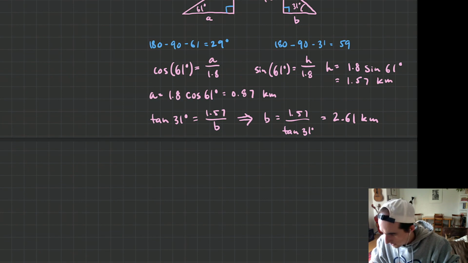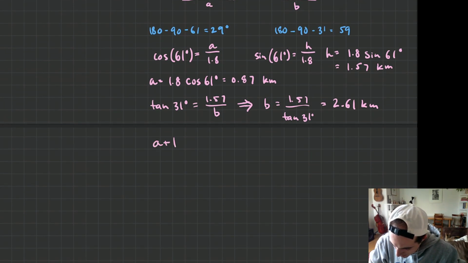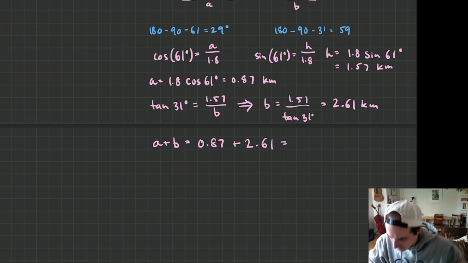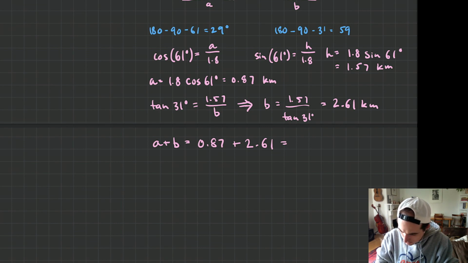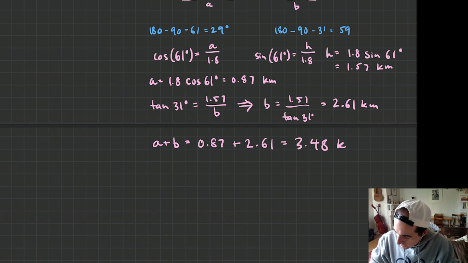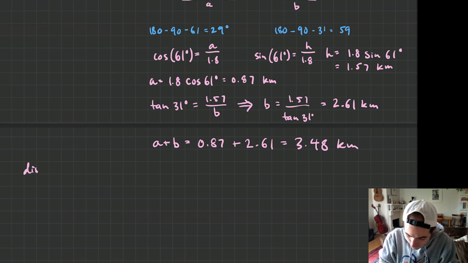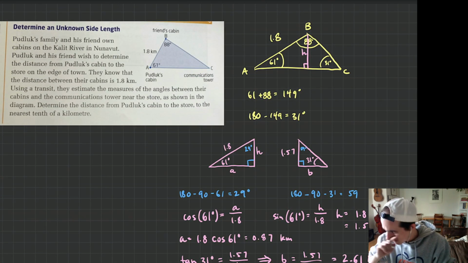So now I can figure out that A plus B is equal to, what is it, 1.57? No, that's H. A is, where is A? 0.87 plus 2.61, let me add those up, which is equal to 3.48. Awesome, and that is kilometers. So the distance is 3.48 kilometers. Awesome. Okay, so that's not so bad.